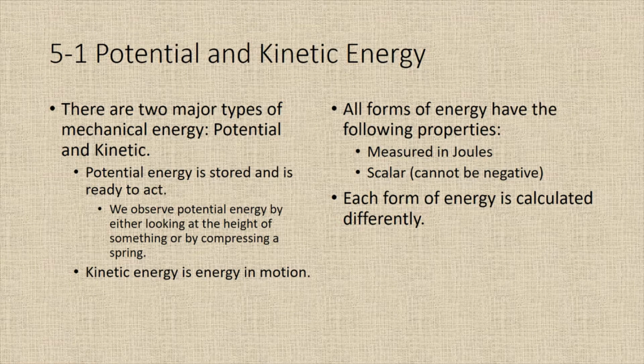Now, all the forms of energy that we're going to be looking at are measured in joules. That is the unit of energy. Joules is abbreviated with a capital J, and we will be taking a look in just a little bit about where that unit comes from. And it's also important to note that energy is a scalar, so all of these energy quantities cannot be negative. Now, each form of energy is calculated in its own way, and we're going to be taking a look at what those are momentarily.